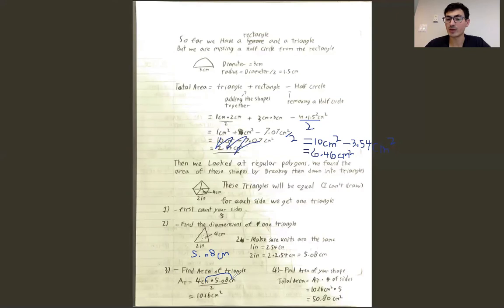Our last step to find the total area of our shape, the area of our pentagon, is we're going to multiply our area of our triangle by the number of sides. So we have 5 sides. So we're going to multiply 10.16 centimeters squared by 5, giving us 50.8 centimeters squared as our final answer.